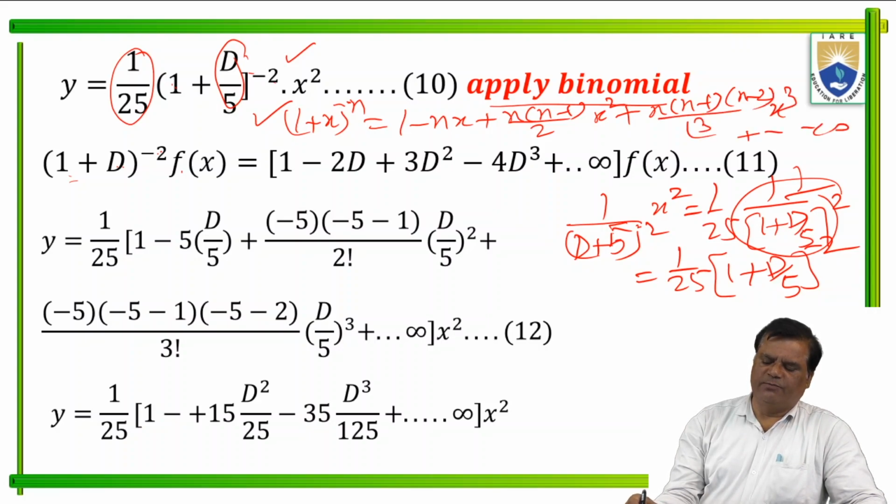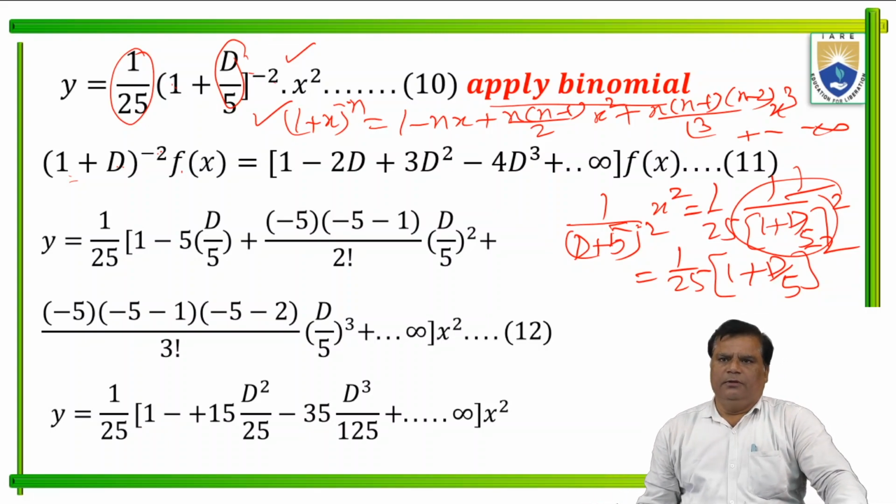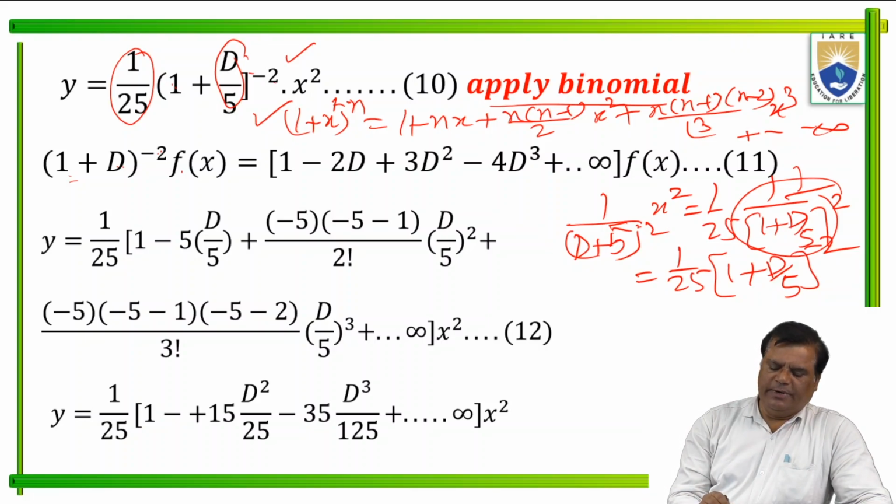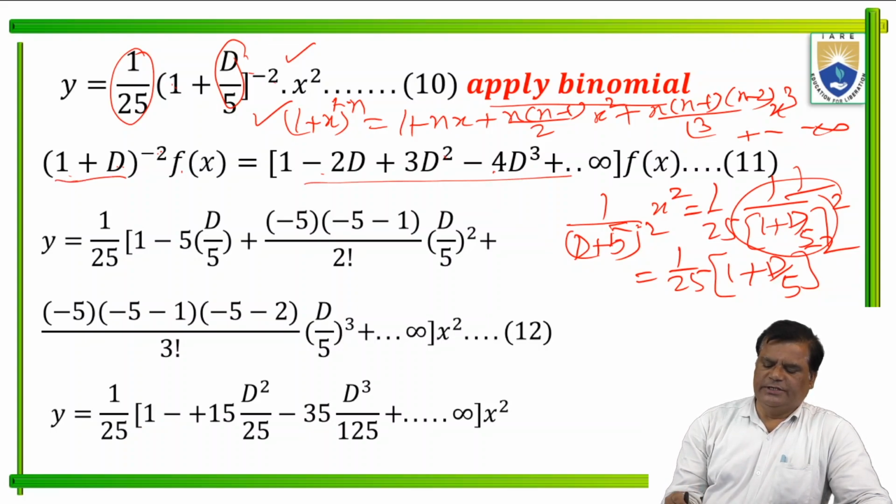This is the binomial formula I am using. So n is here minus 2. Here the sign is plus. So now putting, we get 1 minus 2D plus 3D square minus 4D cube. We are opening this, then we get this result.